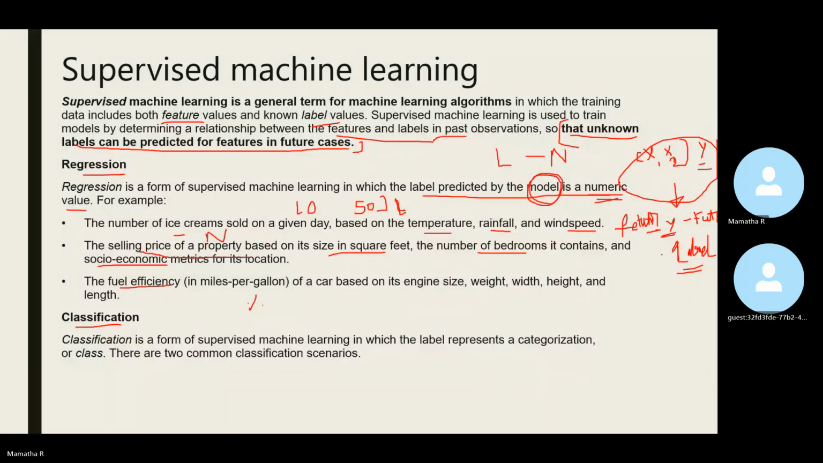In the same way, we have the classification model. In a classification model, the label we get represents a categorization, or a particular class we are going to consider. Here we'll be using examples, which will be good.